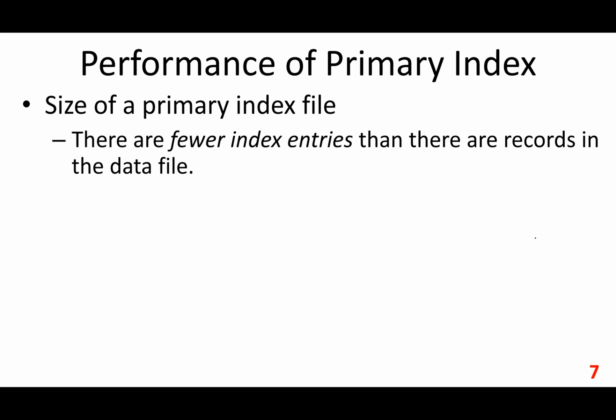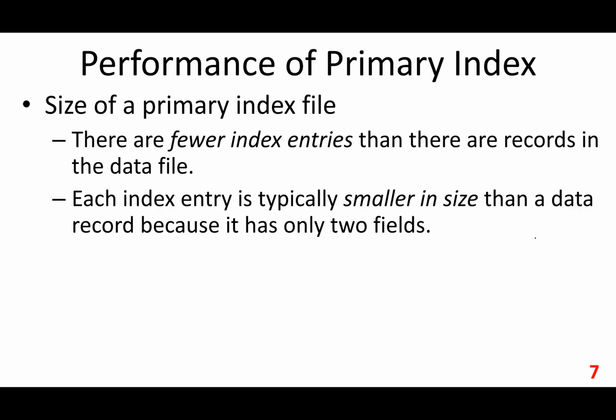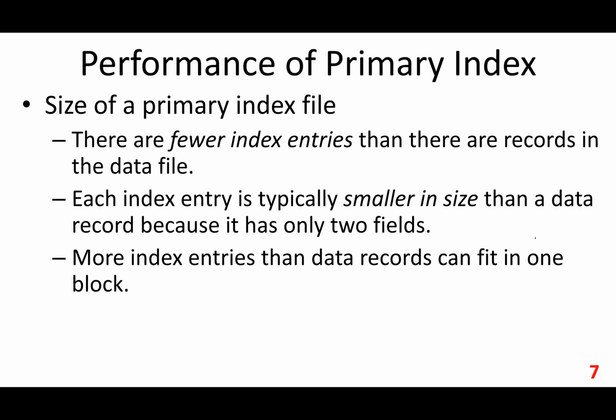If your record is not too big, there could be hundreds of them in a block. If the record is relatively large, then you may not have many records. Fewer index entries. Each index entry is typically smaller in size than a data record because it has only two fields, the key value and the pointer, usually not very large. So more index entries than data records can fit in one block.